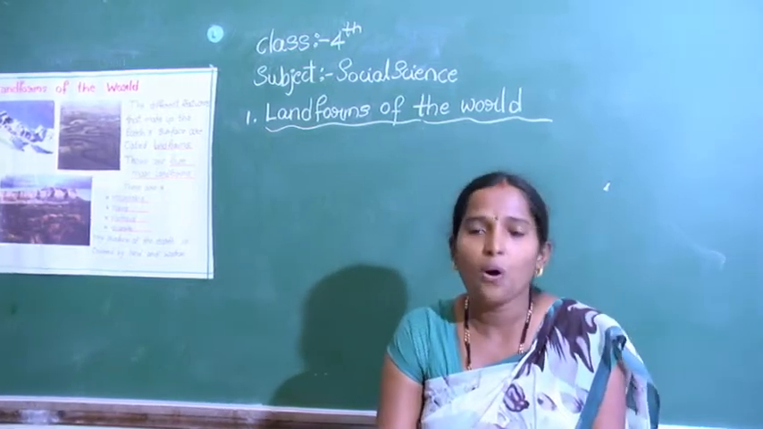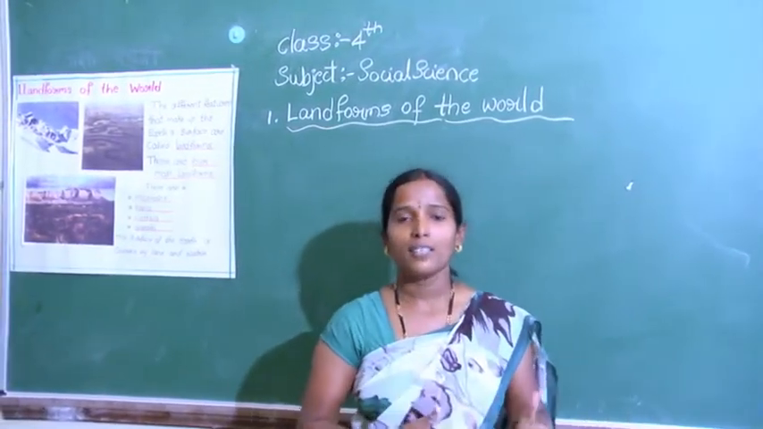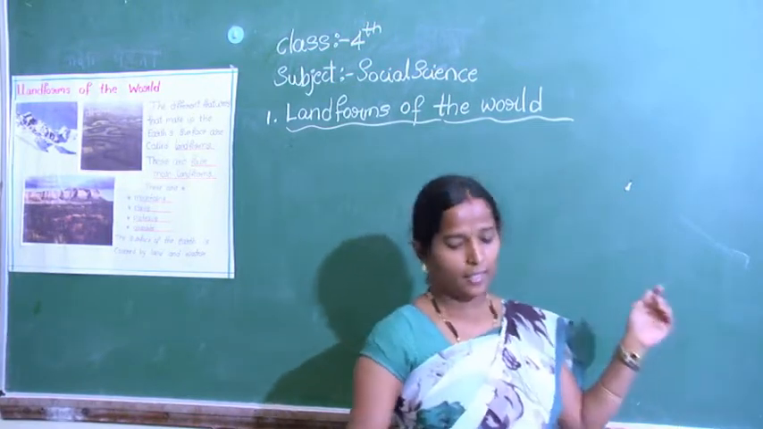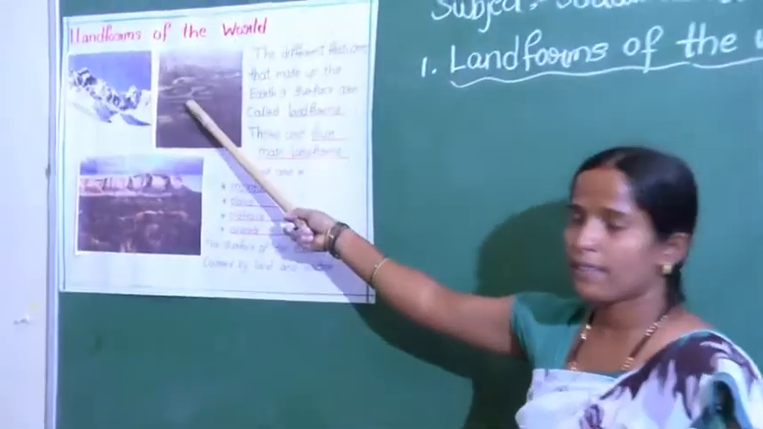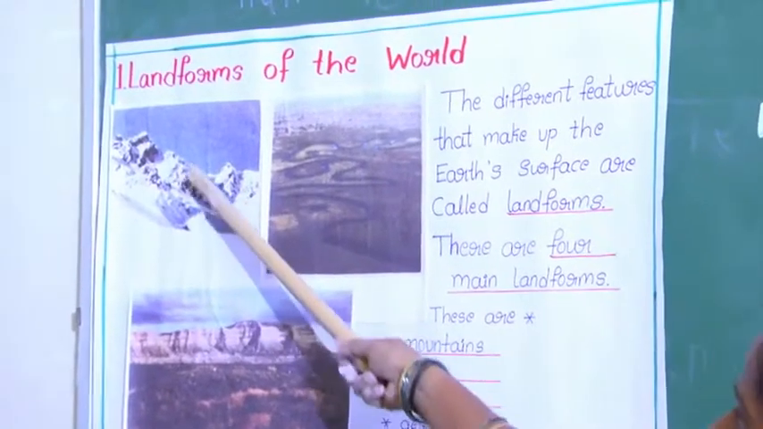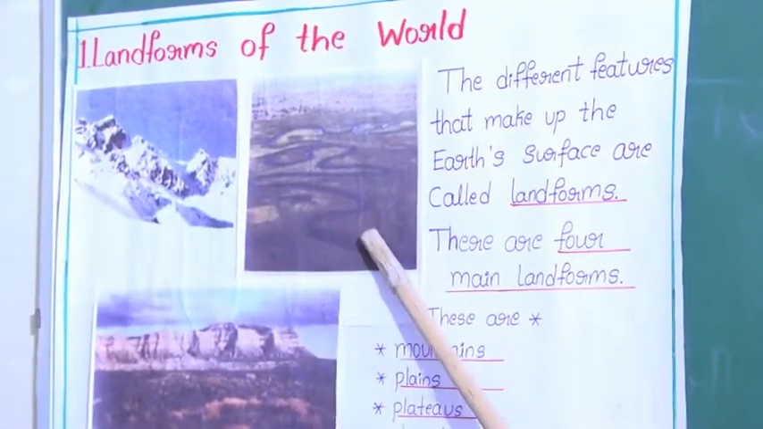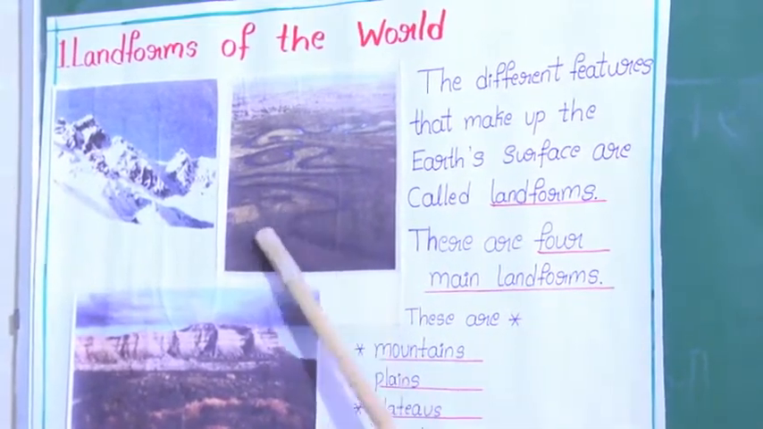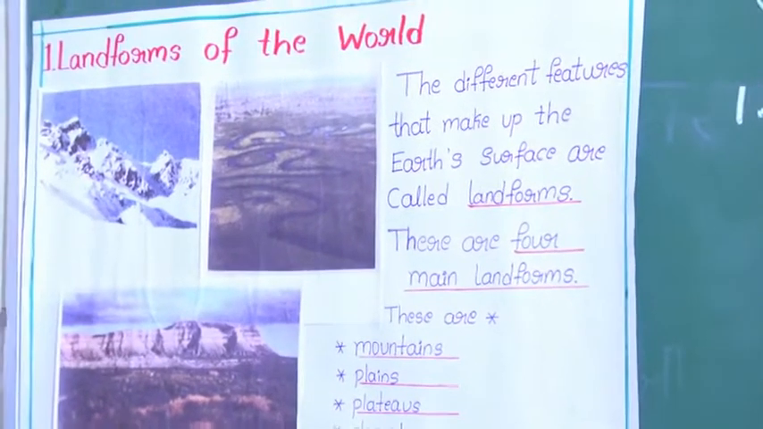You know already that our earth is covered by land and water. The land covering the earth's surface is not uniform. At some places, it rises high, while at some places, it is plain. The different features that make up the earth's surface are called landforms. There are four main landforms.